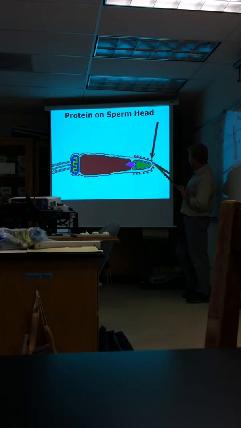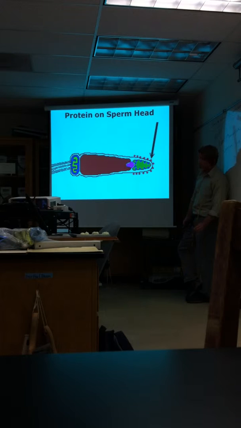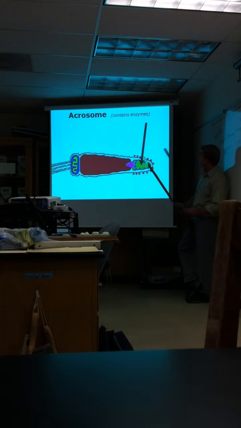And so humans have this protein, other species wouldn't have this protein. So this protein can bind onto that ZP3, and so it's species specific. Also within the head of the sperm cell, there is an organelle called an acrosome. That acrosome has enzymes inside that can break through the zona pellucida. And so this is an important organelle with lots of enzymes.